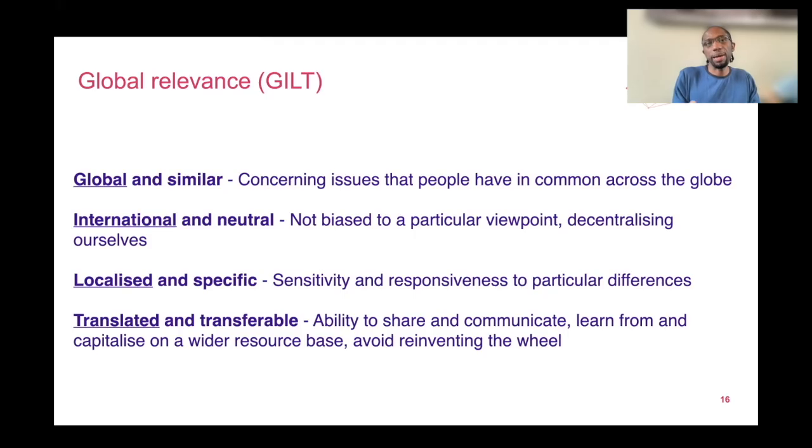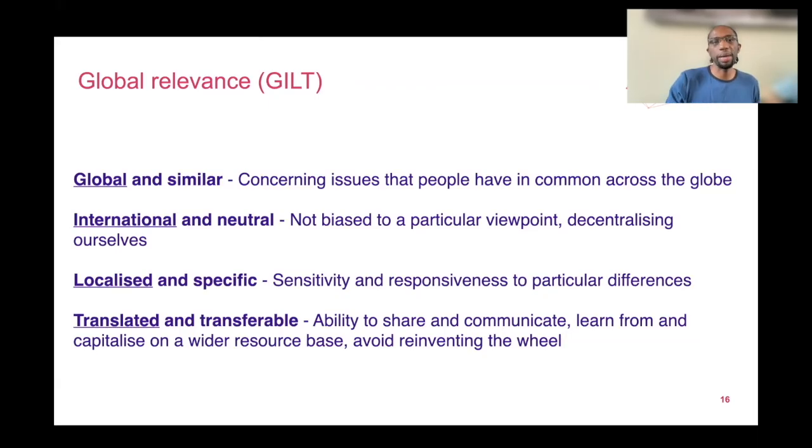And another thing to think about for global relevance was: can it be translated and transferable? So the ability to share and to communicate. Now, obviously, in a big world, we all speak different languages. So translation is key. Unfortunately, we all use the English language, but there are many people speaking in Spanish, speaking in French, speaking in many different languages. And in some countries, there are multiple languages just within that country. So the ability to translate science communication materials and information about science in languages that people can relate with is of the utmost importance.